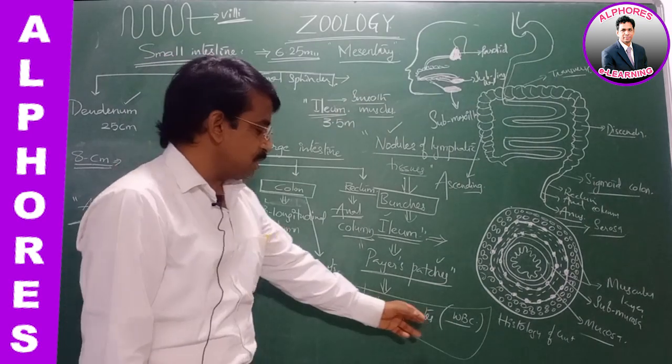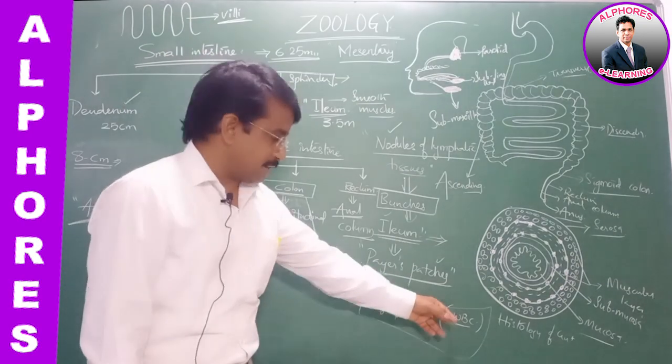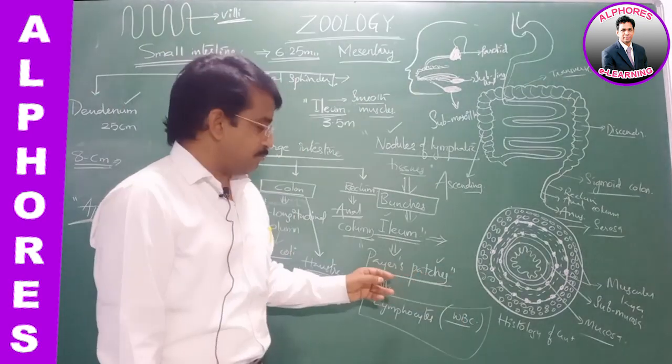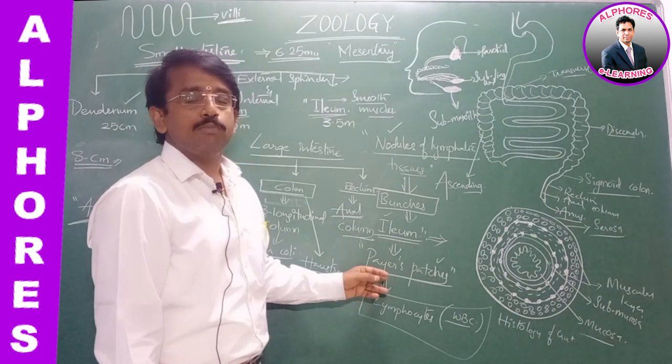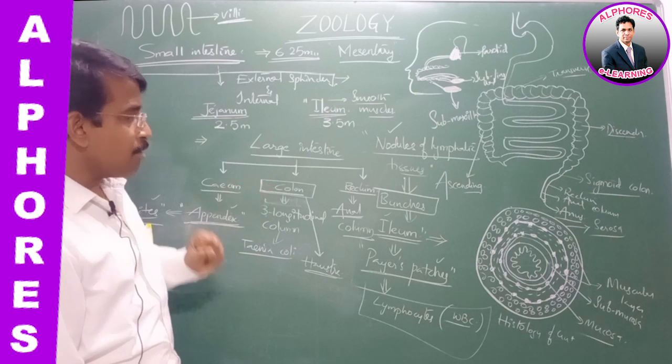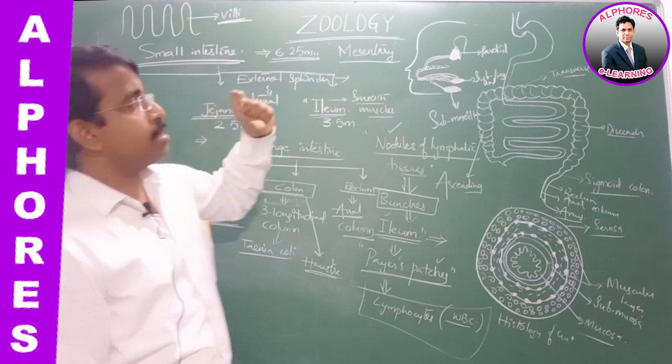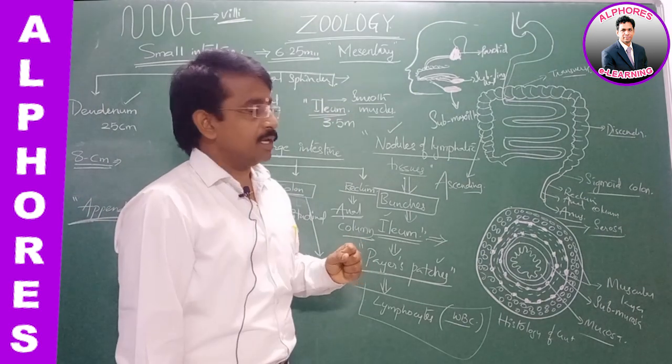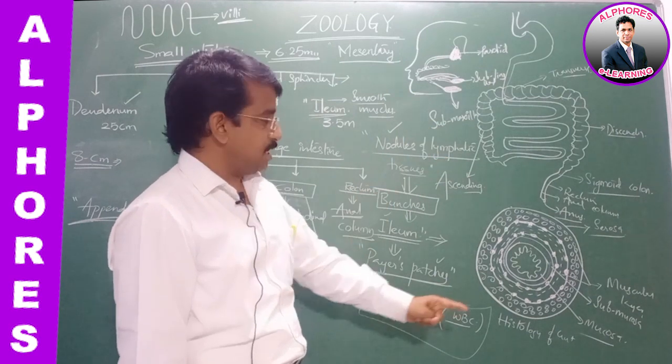It produces the lymphocytes. A kind of WBCs are produced from the Peyer's patches. So, it is for an immune purpose. And apart from that, if we observe the histology of the gut, we find 4 layers.